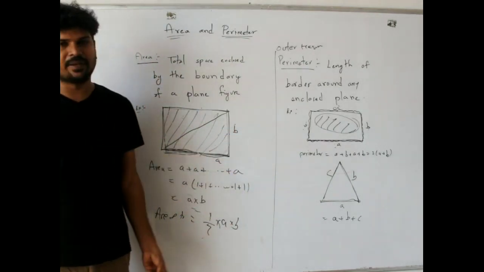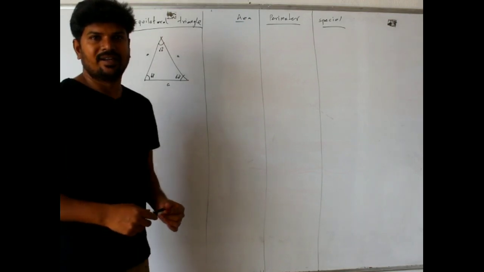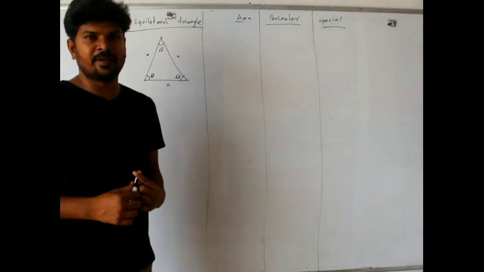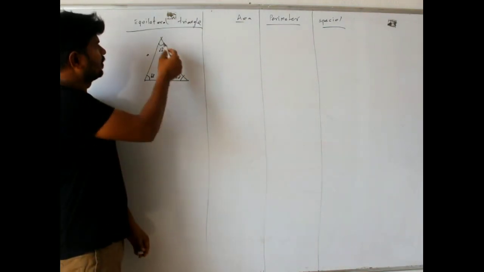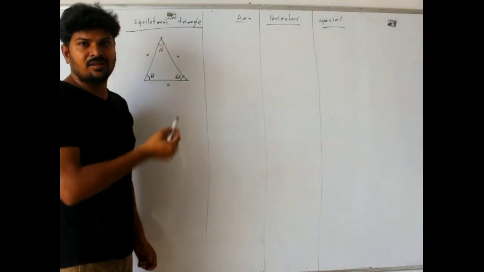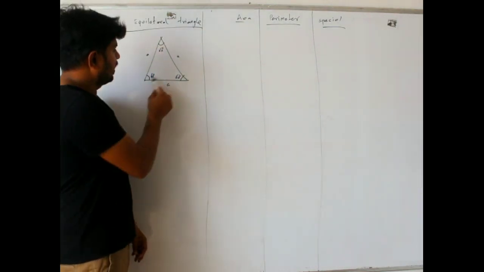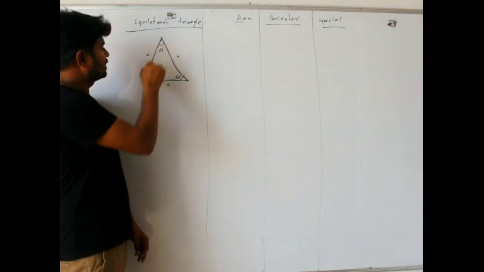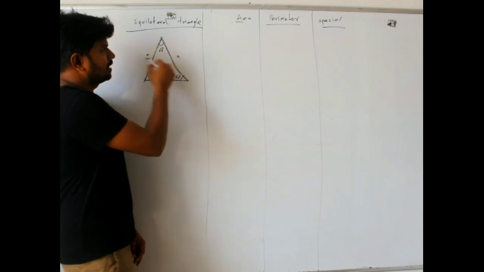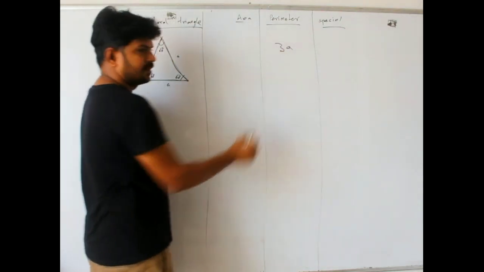We will apply the same concept for finding area and perimeter for different triangles. Let me discuss finding area and perimeter for an equilateral triangle. What is the perimeter for an equilateral triangle? You know an equilateral triangle is nothing but all three sides are equal. Here A. So what is the perimeter now? A plus A plus A. This perimeter is 3A.